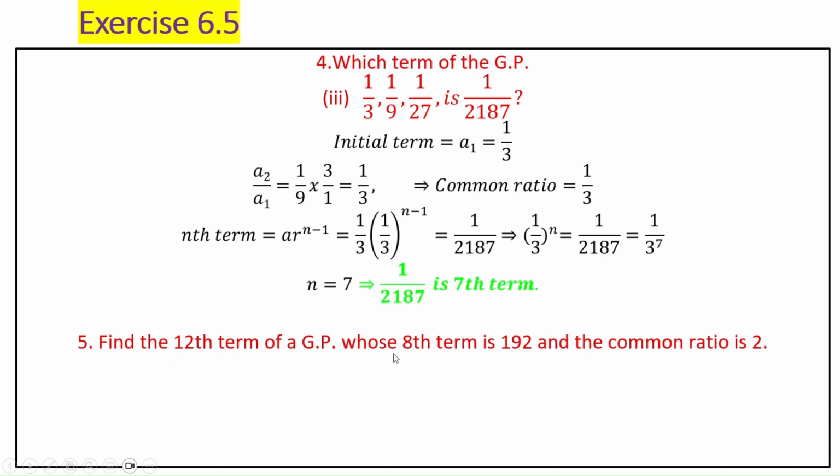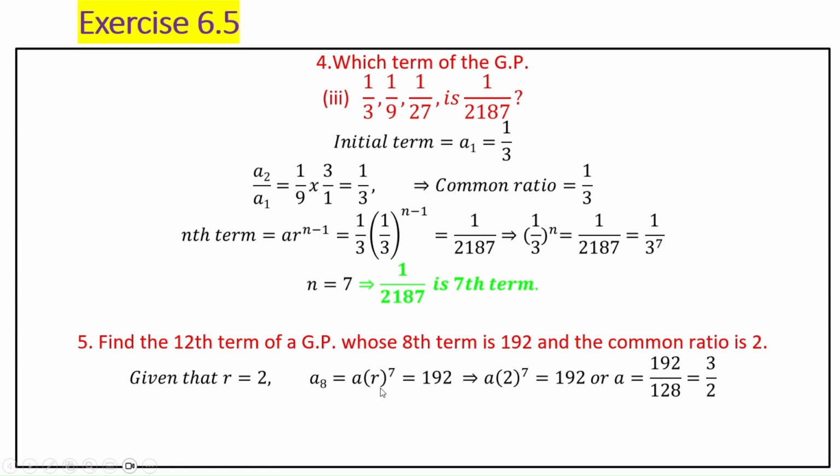Find the 12th term of a GP whose 8th term is 192 and common ratio is 2. Okay, we have to find the 12th term. The 8th term is given and the common ratio is given. So once the 8th term is given, a8 equals a r to the power of 7, which is 192, and the common ratio is 2, so 2 to the power of 7.